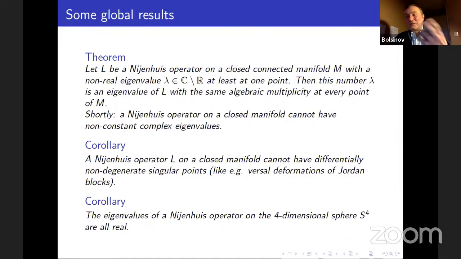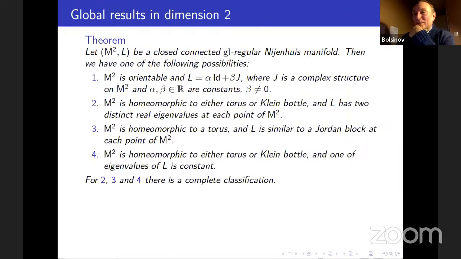One more corollary, just an example of how this theorem can be applied. If we consider a two-dimensional sphere, then on the two-dimensional sphere the Nijenhuis operators do exist, but they cannot have complex eigenvalues at all, neither constant nor non-constant, no complex eigenvalues. What else do we know? We know the global results in dimension two.